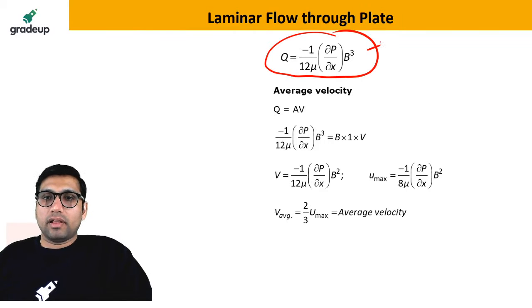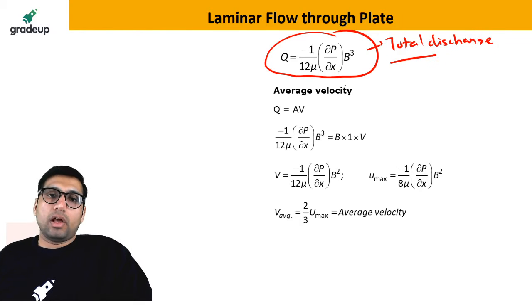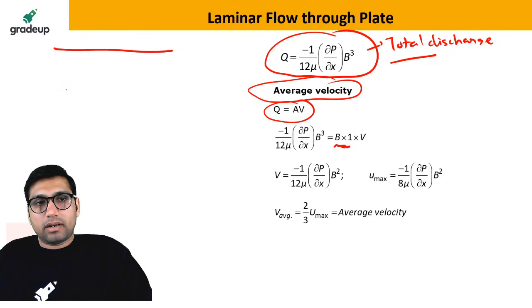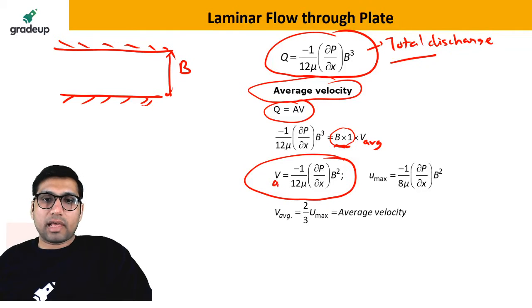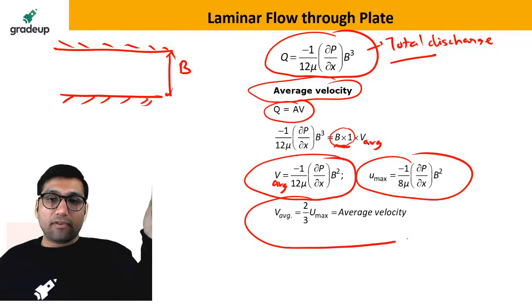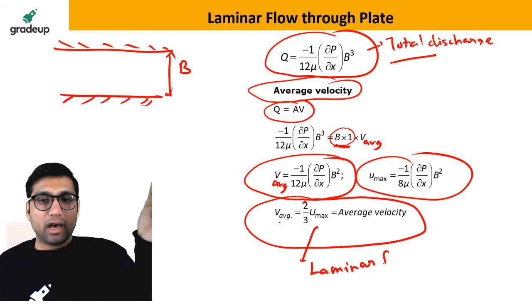Now the total discharge for laminar flow between two parallel fixed plates. The total discharge will be equal to area into average velocity. The area is equal to b into 1, where b is the distance between the two parallel fixed plates and the width is unity. From here you will get the average velocity. This is the average velocity and this is the maximum velocity. So what relation do we get between average and maximum velocity for laminar flow between plates? The average velocity is equal to 2 by 3 of the maximum velocity. This is an important relation for laminar flow between two parallel fixed plates.